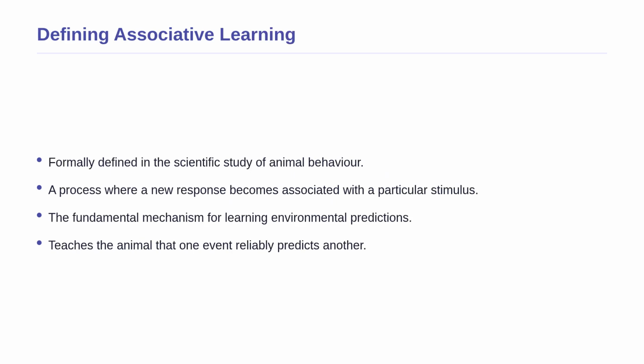Now that we understand the basic idea through our everyday experience, let us look at its formal scientific definition. In the study of animal behavior, associative learning is defined as any learning process in which a new response becomes associated with a particular stimulus. It is the fundamental mechanism through which an animal learns that one event reliably predicts another event in its environment. By forming these connections, the animal's nervous system physically wires itself to anticipate outcomes based on specific environmental cues.